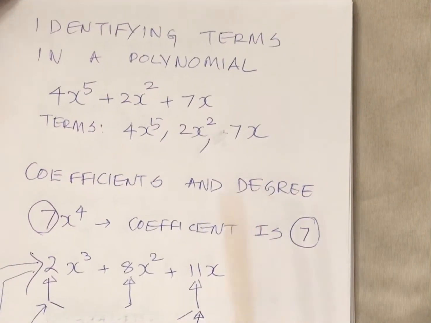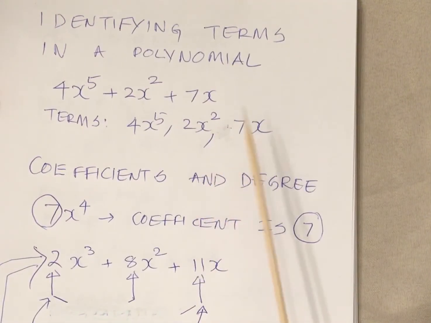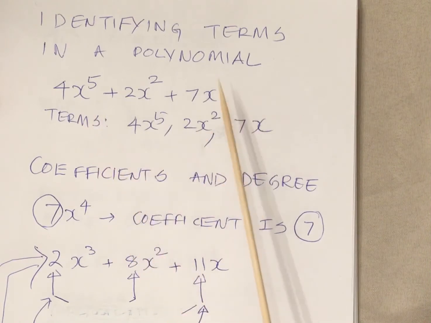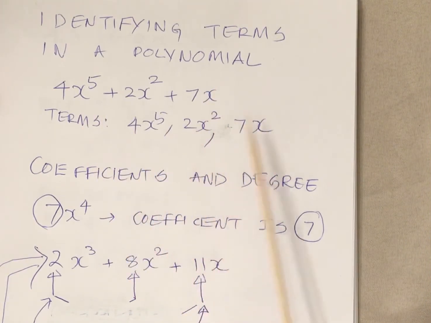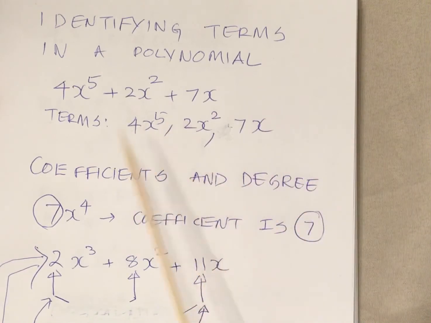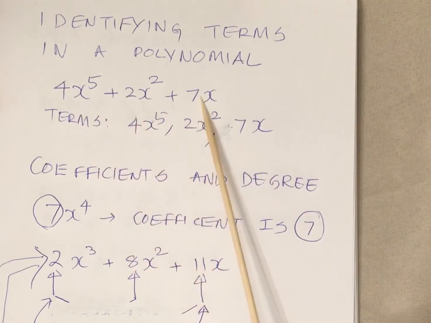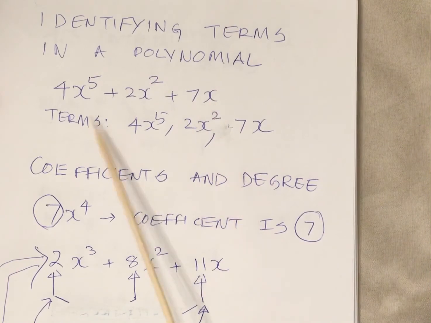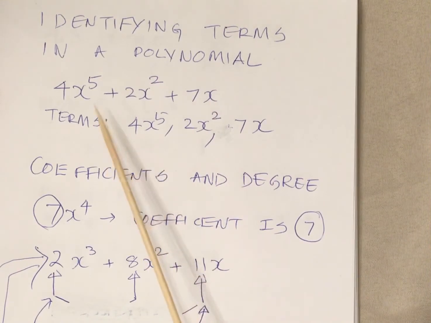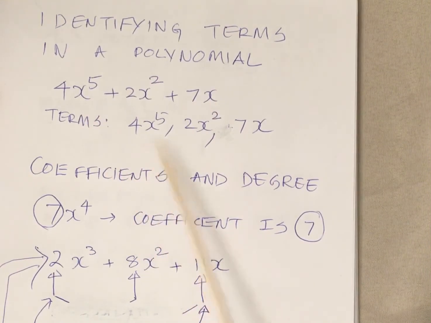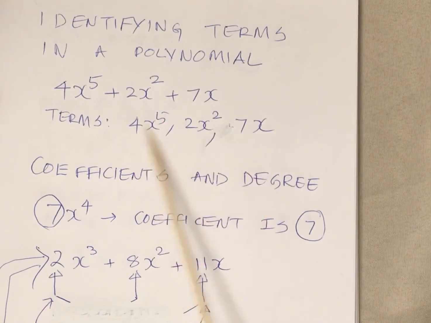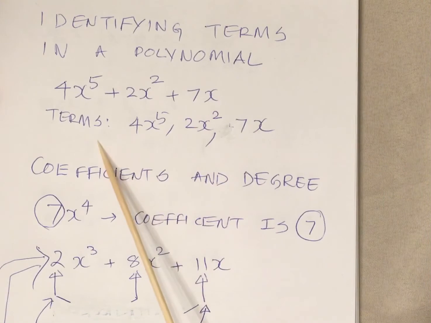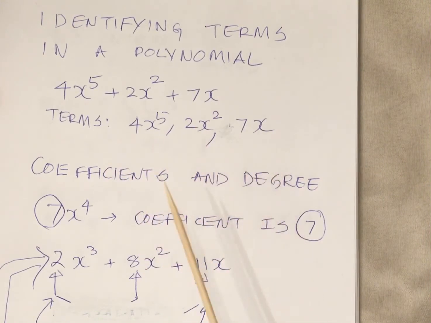The next topic is how to identify the terms in a polynomial. Like you have 5 terms or 3 terms or 7 terms, doesn't matter. Example I have for you is a polynomial with 3 terms, so we write down the terms separately. The first one is 4x to the power 5, 2x to the power 2, 7x. So we have 3 different terms, so we write them all down separately.